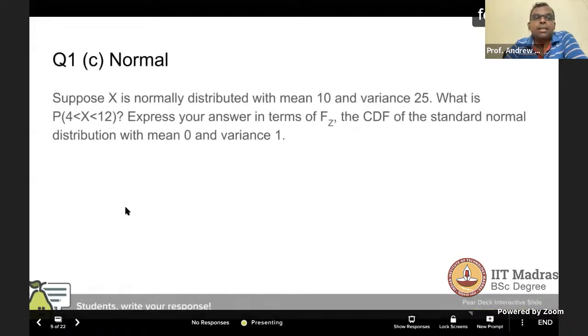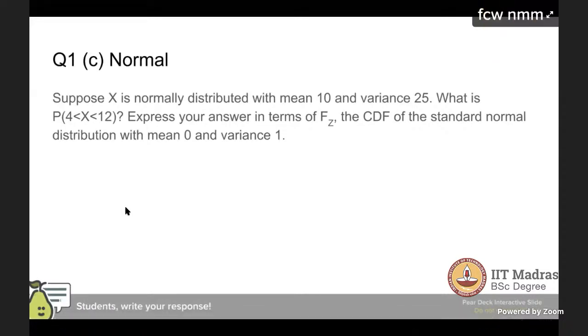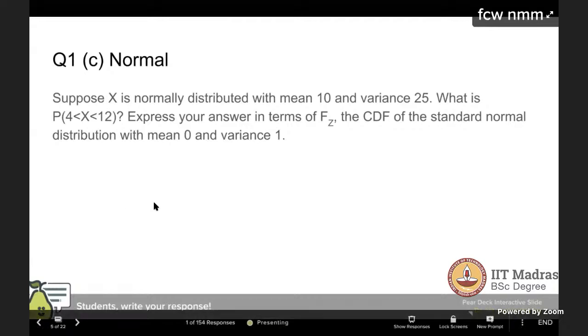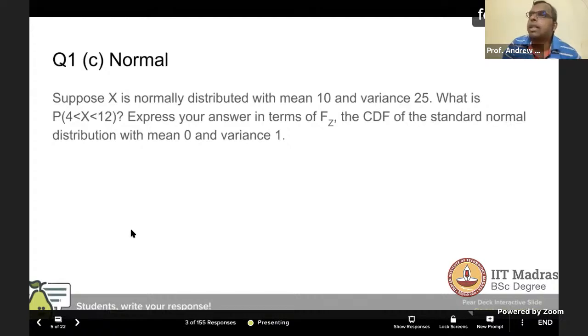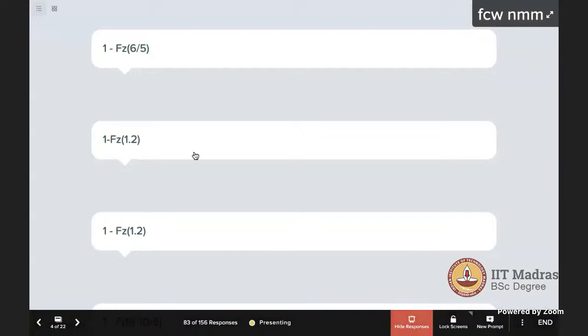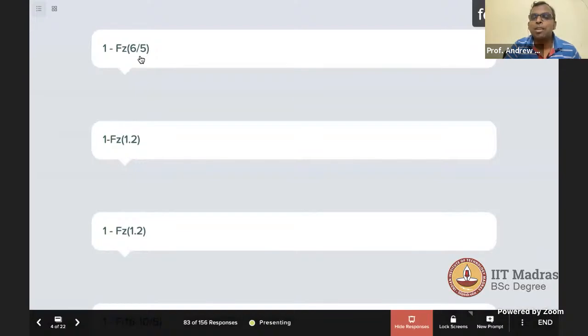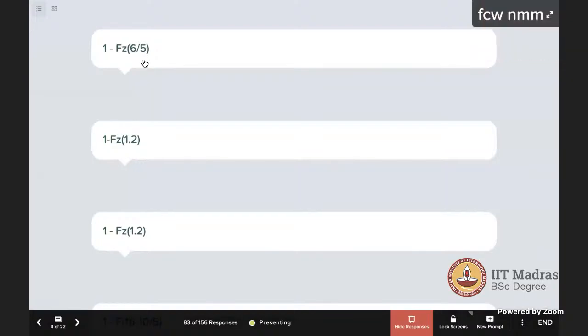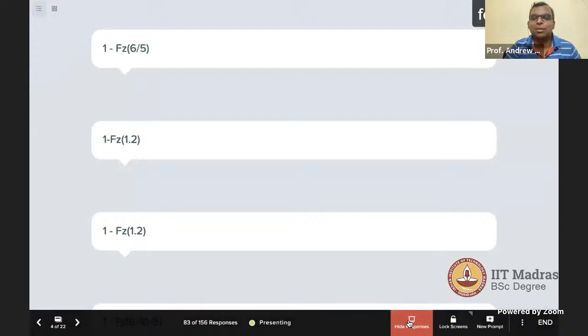Question C is, suppose X is normally distributed. Showing the right answer: it is 1 minus FC of 1.2. Yes, that's correct. 1 minus FC of 6 by 5 is the correct answer. Someone asks why 1 minus FC of 6 by 5 is wrong and 1.2 is right. No, 1.2 is equal to 6 by 5. Both are correct. Absolutely, 6 by 5 is exactly equal to 1.2.